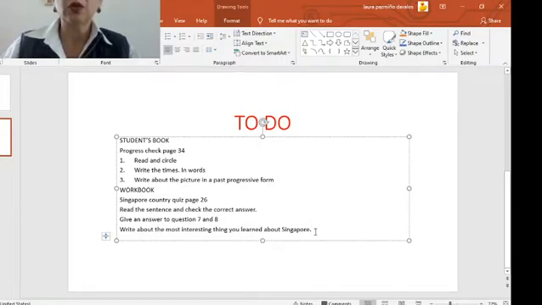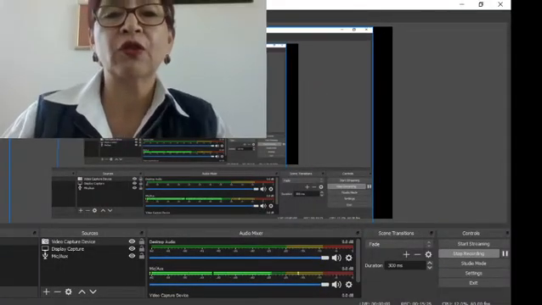As always, send me a picture of your work, because this is like an evaluation. I need to check this page, the progress check. You send me a picture of both pages, and I'll give you a grade. So have a great day and have a great time doing the quiz.